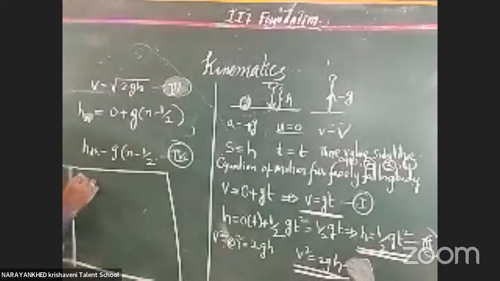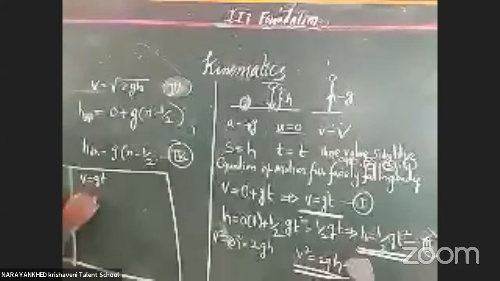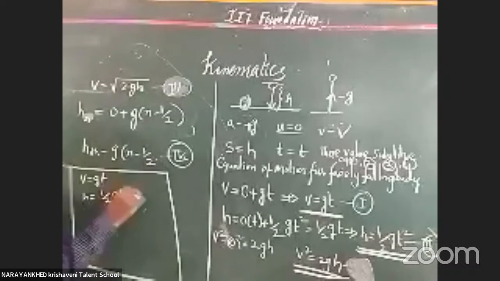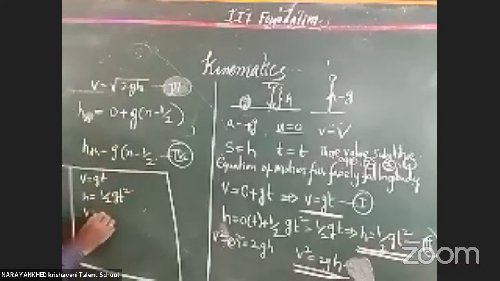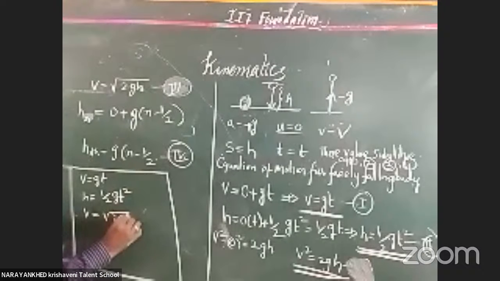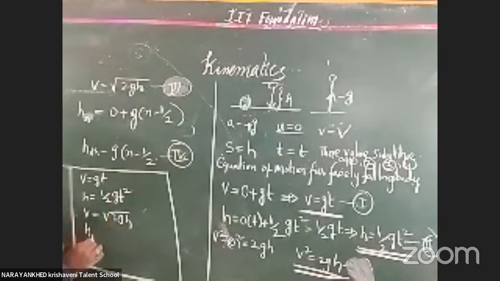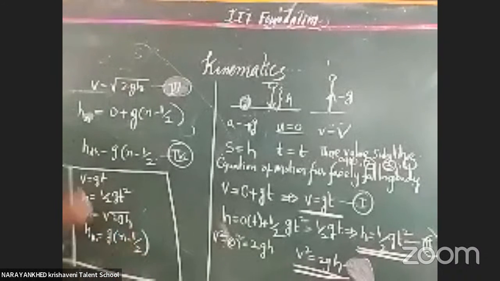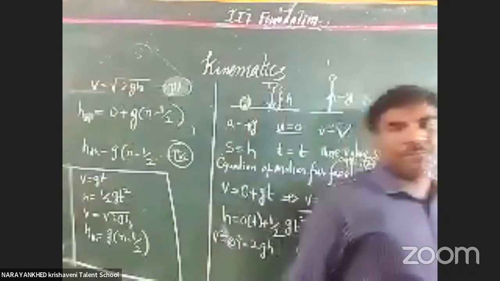The first one is v is equal to gt. The next one is h is equal to half g t square. And v is equal to under root 2gh. h n is equal to g into (n minus 1) by 2. These are called equations of motion for a freely falling body.